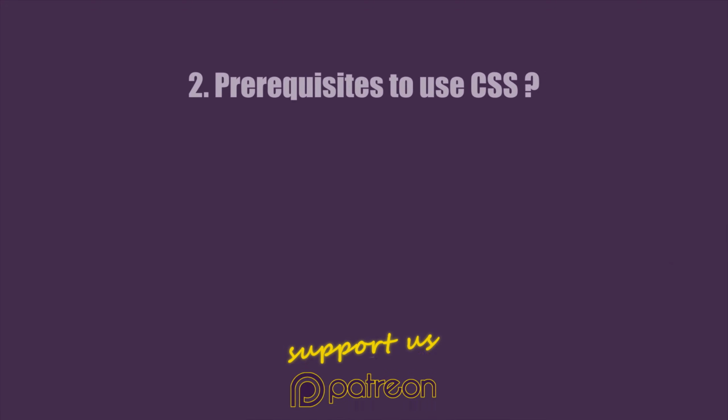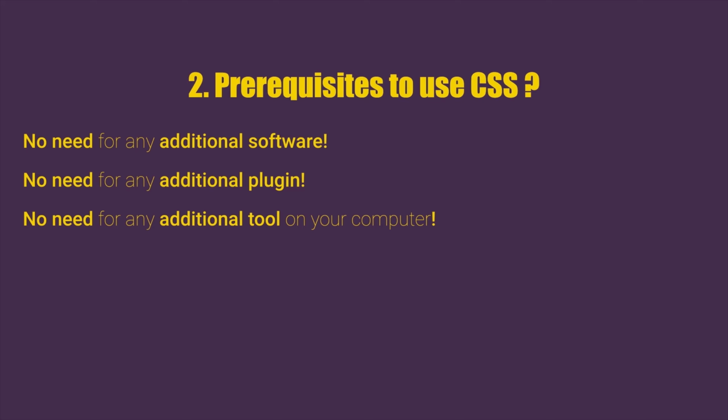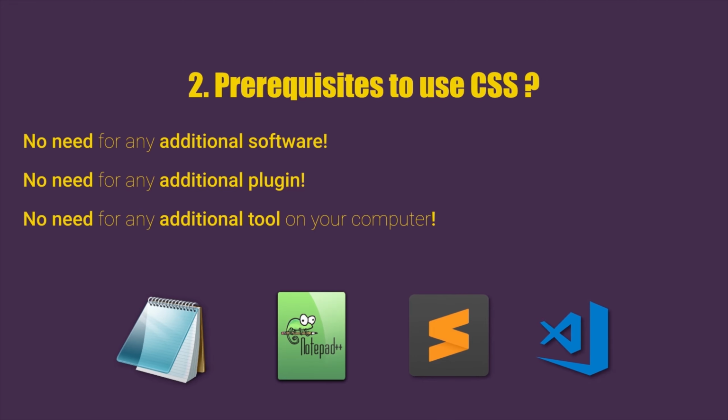What are the prerequisites to use CSS? Well, believe it or not, to create CSS styles in your HTML projects, you don't need to have any additional tool on your computer. You don't need to install any software or plugin or anything like that. By default, your computer will recognize CSS styles that you create as regular plain text. So you need to have just some text editor on your computer and you can create CSS styles for your projects. In this course, we will use Notepad++.